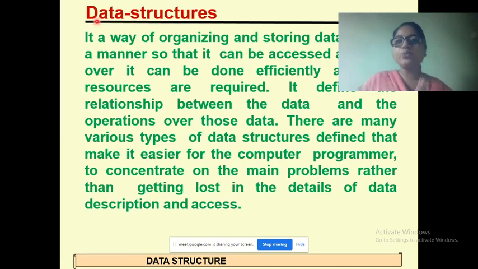So we'll start with data structure. There are two words: the first one is data and the other one is structure. So what is data? Data is any raw information. It's defined as raw facts and figures. And structure is what? Any systematic arrangement. So what can we conclude from the word data structure? It is a systematic arrangement of data, or organized data. So we'll see how the data is organized.